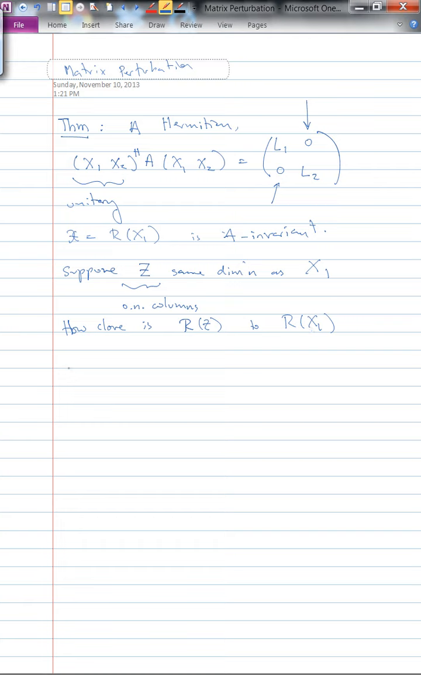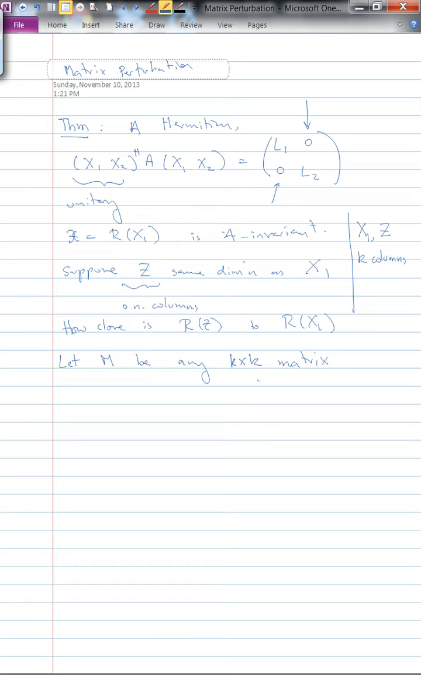So let M be any matrix. I guess it would be helpful if I wrote some dimensions here. Let's suppose that X1 and Z both have k columns, and let's let M be any k by k matrix.